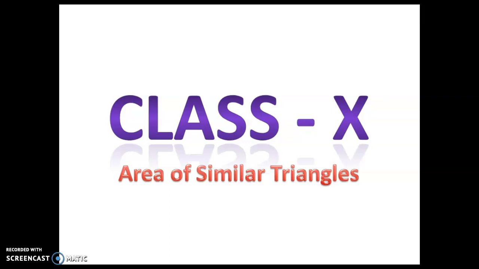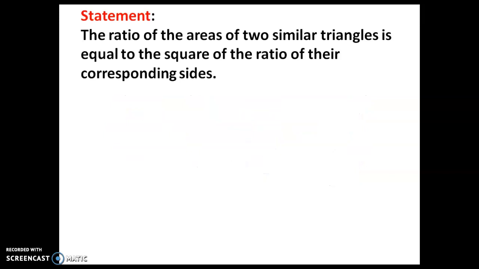Two similar triangles are there, so how are the areas of both triangles related to each other? That we are going to see. So we have a theorem. The statement of the theorem is: the ratio of the areas of two similar triangles is equal to the square of the ratio of their corresponding sides. That is, the ratio of areas equals the square of the ratio of corresponding sides, and that we have to prove. So this is the statement.